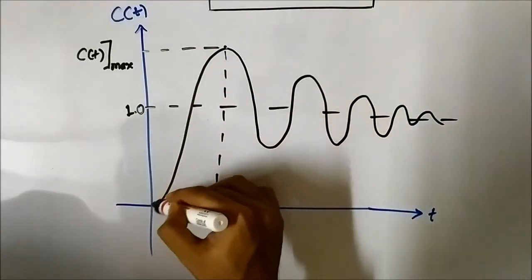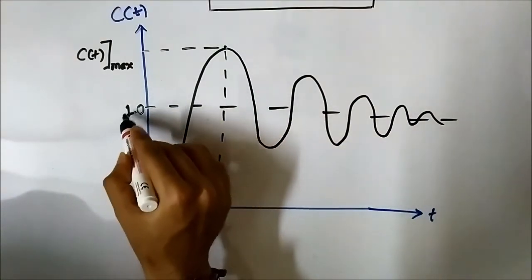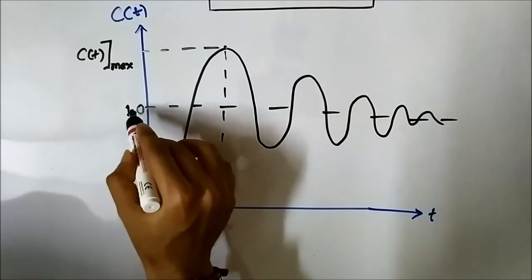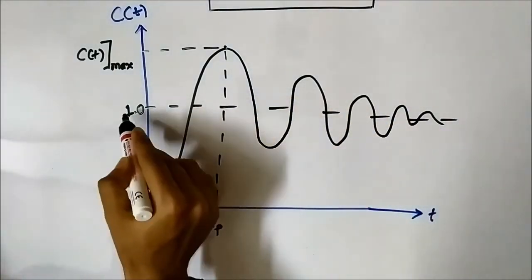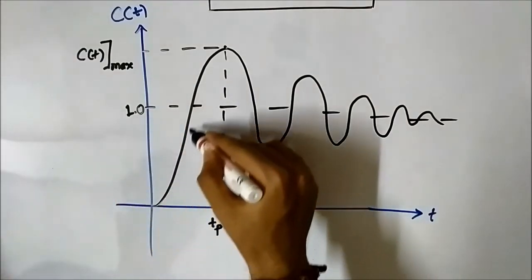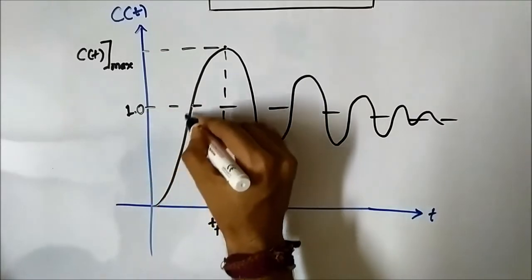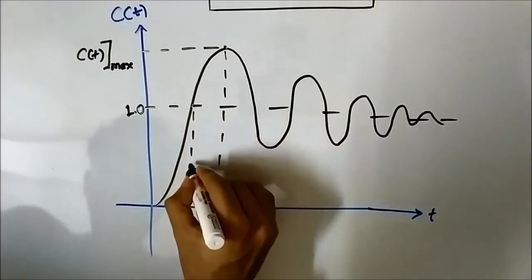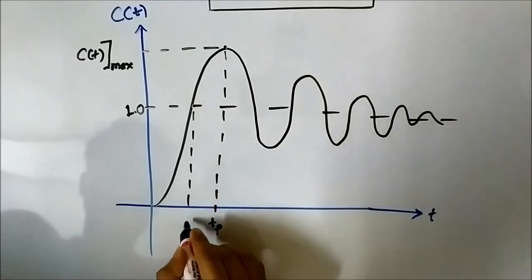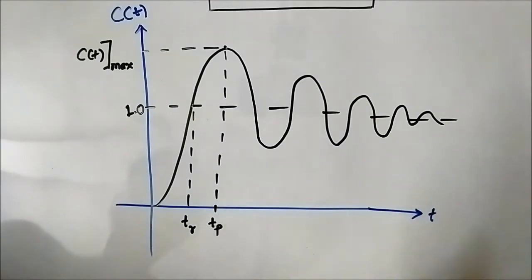Now the time instant at which the output reaches the value 1, the steady state value, for the first time, that is called the rise time. Okay, rise time. We'll be discussing those things in detail, and their mathematical expressions. For now, just to understand these things.